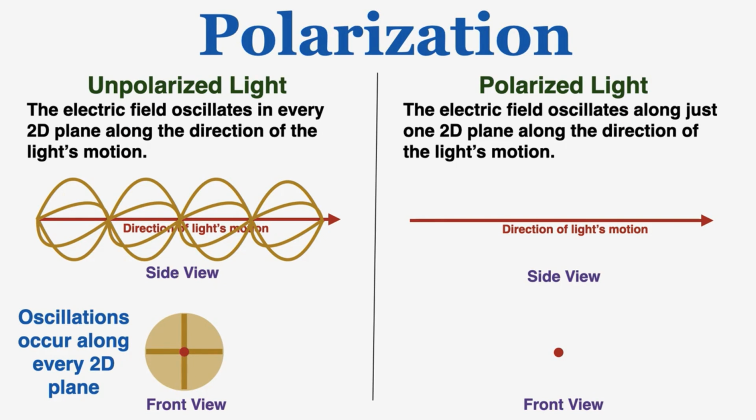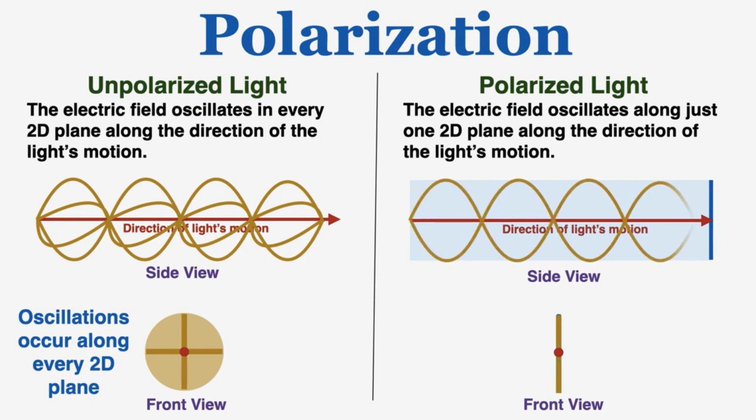In unpolarized light, the electric field oscillates along every 2D plane along its axis of motion. In polarized light, the electric field oscillates along just one two-dimensional plane along the direction of the light's motion. So this is what polarized light would look like in comparison to unpolarized light. If you look at the view from the front, you can see that it's only oscillating along one plane. In this case, it's only oscillating along that up-down line, which we can see is a two-dimensional plane if we look at the side view. But it's only oscillating in that one up-down way. It's not oscillating along any other plane. That's the difference between unpolarized and polarized light.